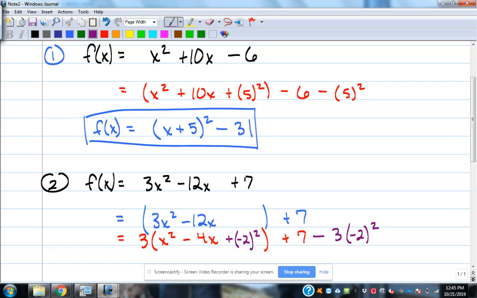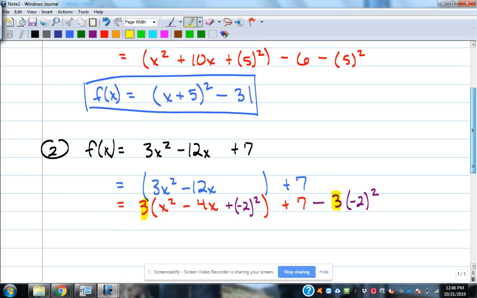Whatever I factored out to the front, that's got to be right there. It has to be there. If it's not, then it's not going to keep the equation equal. Because what we're doing here is we're taking this problem and we're going to convert it into vertex form. They should make the same graph when I get done. Okay? So that's why I've got to have that 3 out there. So I just need to work this out.